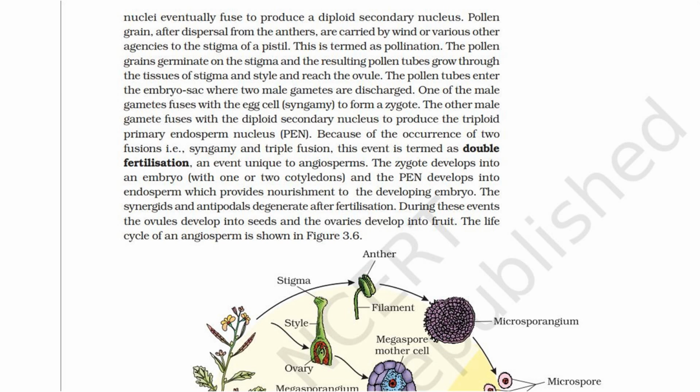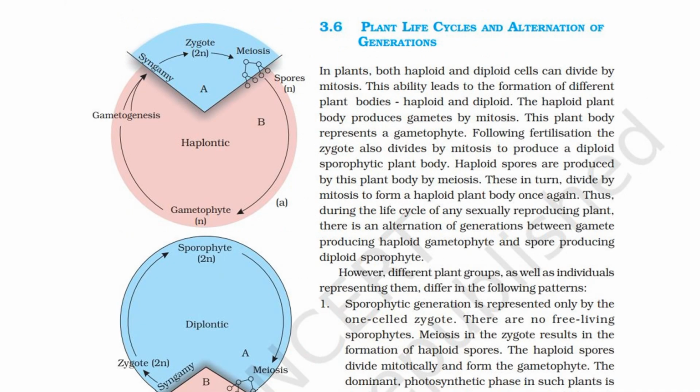Because of the occurrence of 2 fusions, that is, syngamy and triple fusion, this event is termed double fertilization, an event unique to angiosperms. The zygote develops into an embryo with 1 or 2 cotyledons and the PEN develops into endosperm, which provides nourishment to the developing embryo. The synergids and antipodals degenerate after fertilization. During these events the ovules develop into seeds and the ovaries develop into fruit.